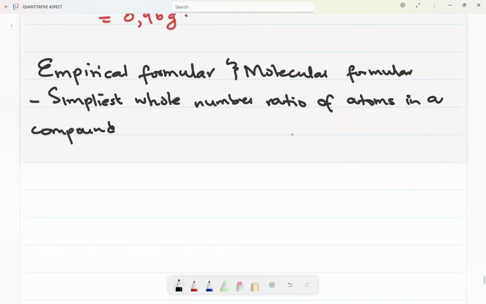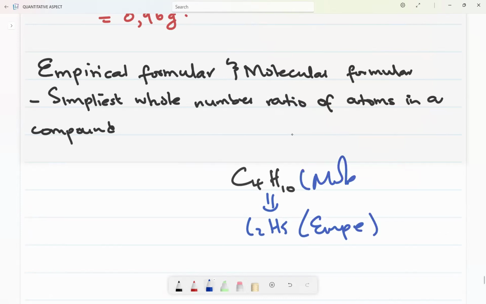Meaning, if I have a molecular formula of C4H10, I can simplify this further to C2H5. I'm going to divide by 2 so that it becomes the simplest whole number ratio. So C2H5 is what we refer to as the empirical formula, and C4H10 is what we refer to as the molecular formula.